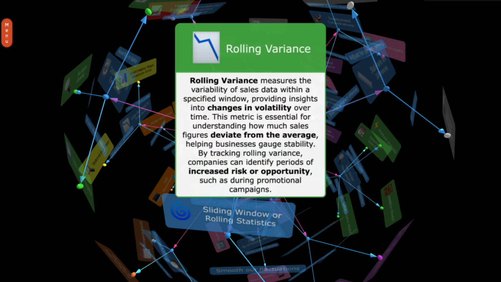Rolling variance measures the variability of sales data within a specified window, providing insights into changes in volatility over time. This metric is essential for understanding how much sales figures deviate from the average, helping businesses gauge stability. By tracking rolling variance, companies can identify periods of increased risk or opportunity, such as during promotional campaigns.